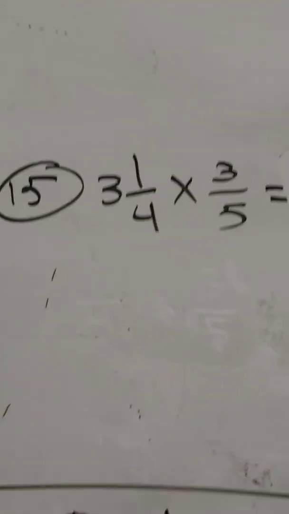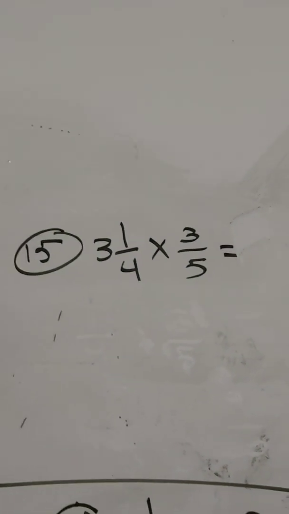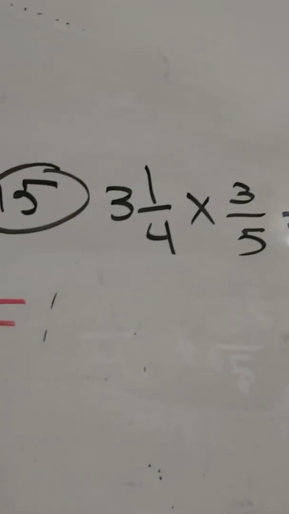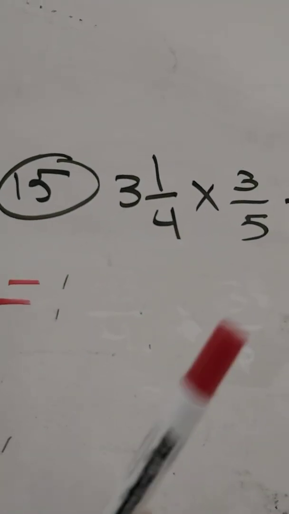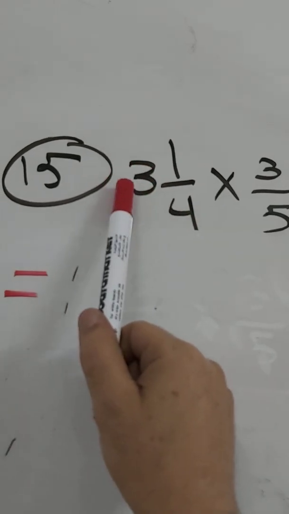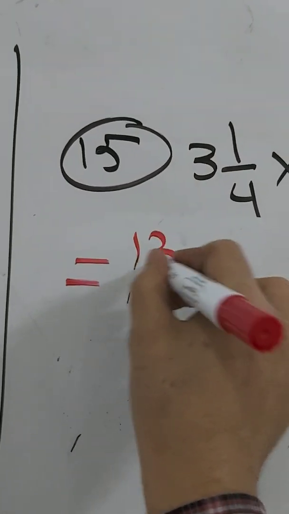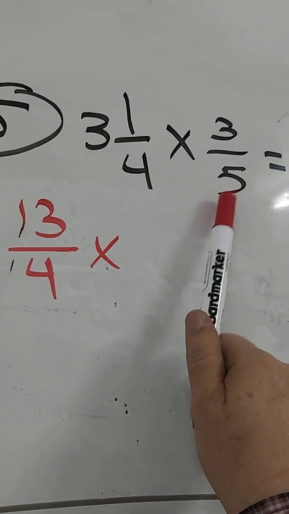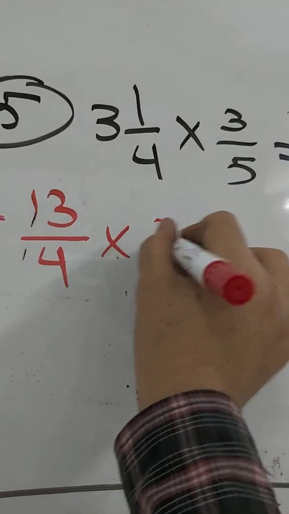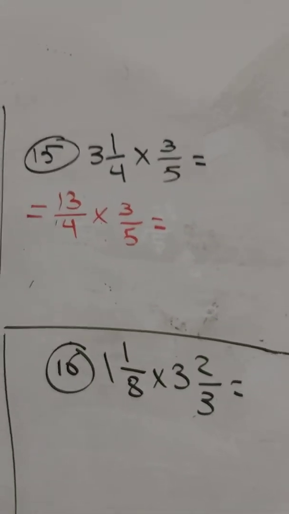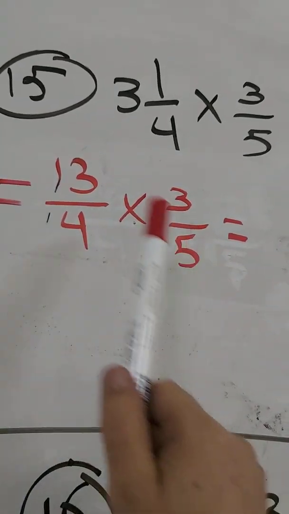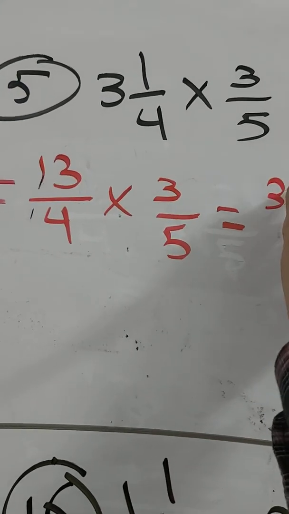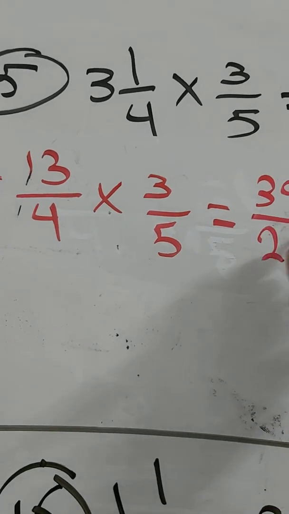Now, question 15, we have a mixed number here, multiplied with a fraction. And in multiplication with mixed numbers, we said we need to turn the mixed number into a fraction. So the first step, we turn the mixed number into a fraction. How? By starting with 4, multiply by 3, 12, plus 1, 13. 13 over 4, over the same denominator. The other fraction is already ready, so it will be 3 over 5, stay the same. After I turn the mixed number into a fraction, I have two fractions now. I multiply the numerators together and the denominators. 13 multiply 3 is 39, over 4 multiply 5 is 20.